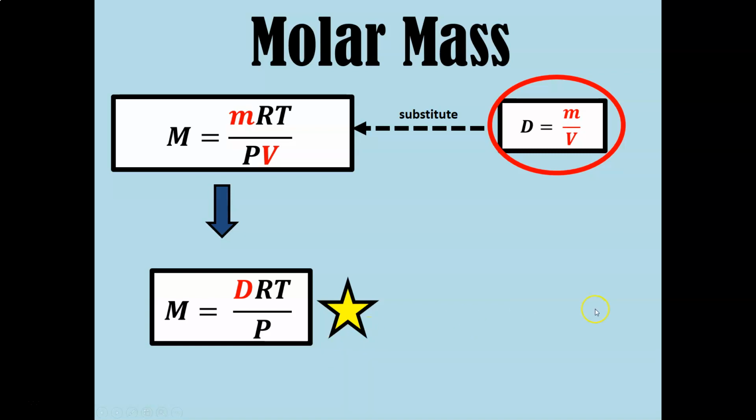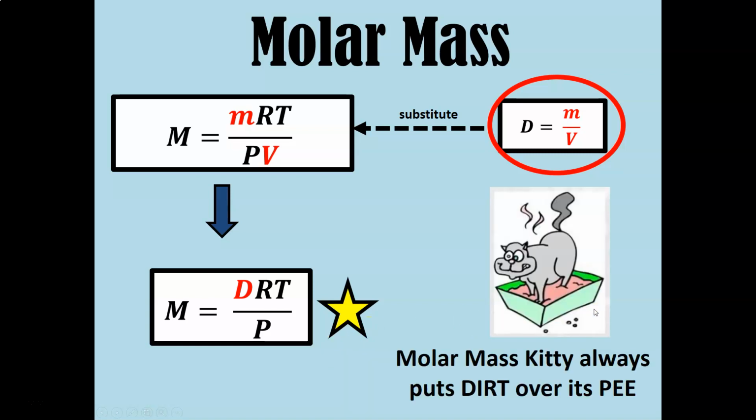We say molar mass kitty always puts dirt over its pee. So obviously a weird way to remember it, but it's strange enough that most people tend to remember it when you tell them the little silly joke here. This is the picture of the cat that I have seen on so many different teachers' PowerPoints. It's like the classic picture to use when telling people about this version of the molar mass calculation. So hopefully that's silly enough that it sticks in your head. Molar mass kitty. Okay.